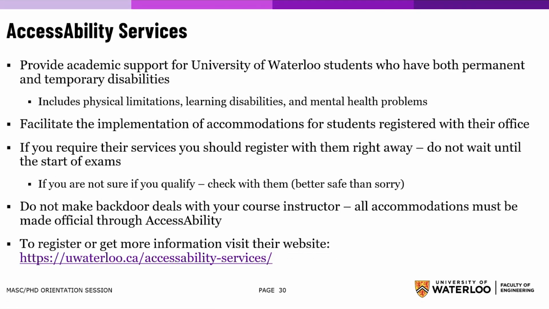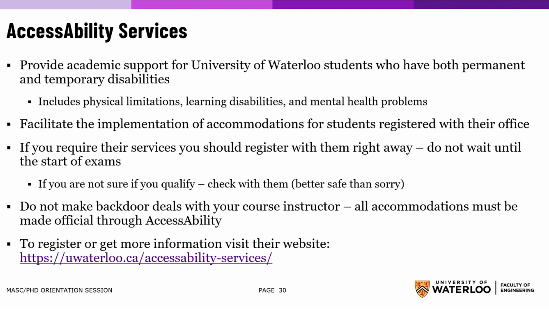We also have a service on campus called Accessibility Services, and this provides academic support to UW students who have both permanent and temporary disabilities. A temporary disability might be that you broke your leg or your arm, and you can't take notes or type. Permanent disabilities might be a learning disability or a mental health problem that prevents you from achieving at the same level under the same circumstances as your classmates.